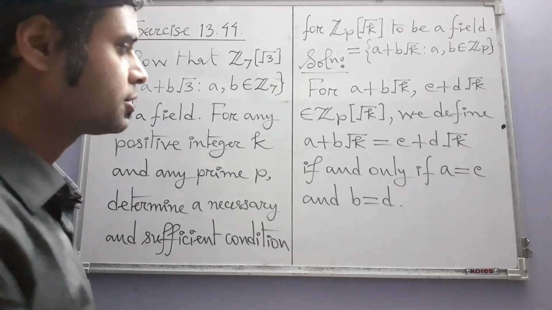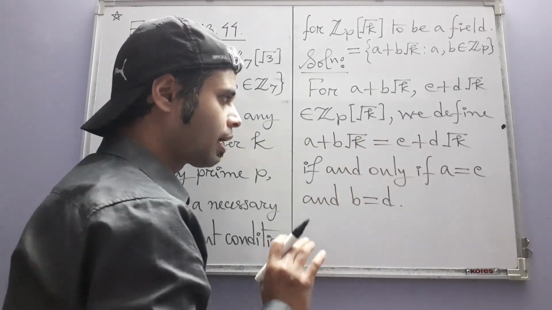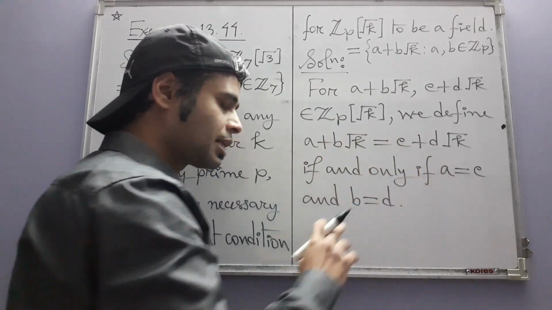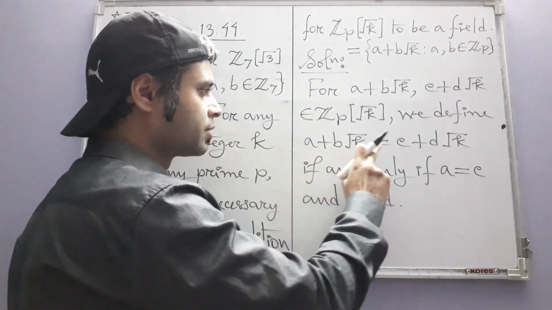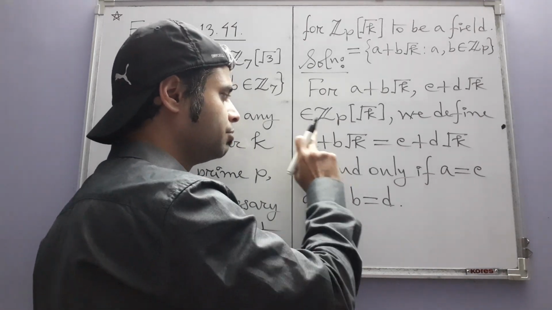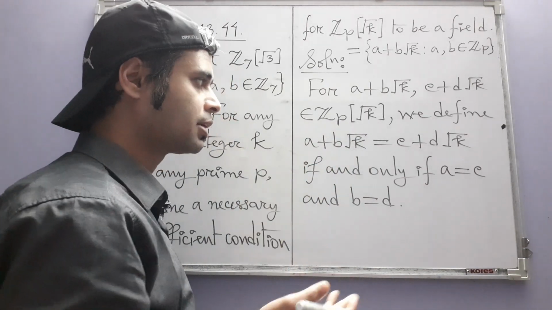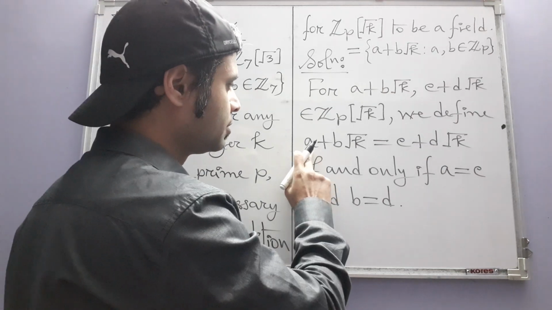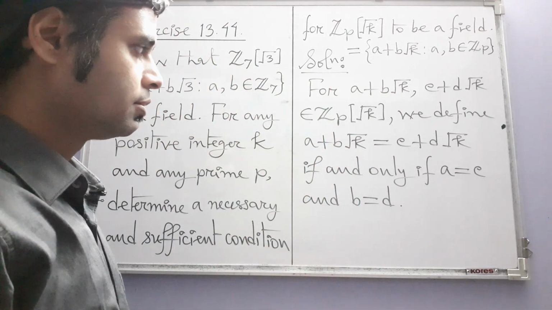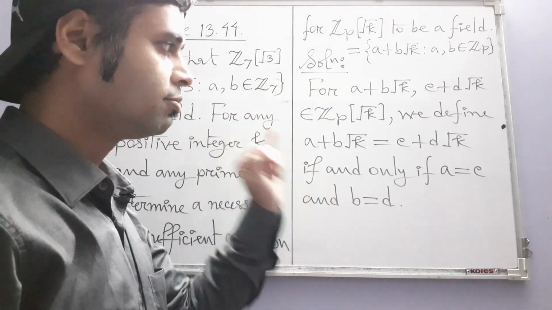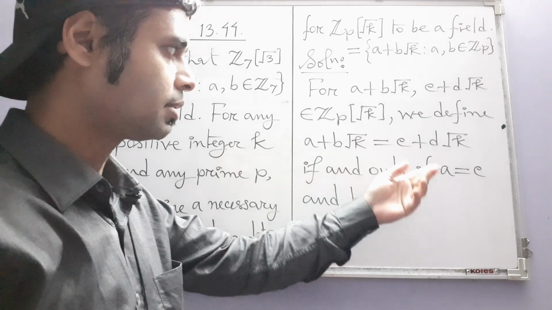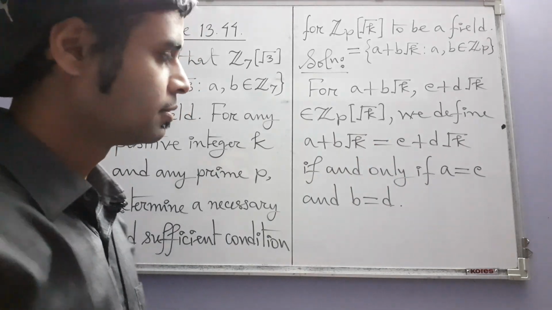Okay, so now we are going to say that two such symbols are equal if and only if the corresponding components are equal. By corresponding component I mean that, for example, the one which is not with root k is one component, you can call it the first component, and the one that is with root k is the second component. So two such symbols are defined to be equal if and only if their first components are the same and also the second components are the same. Okay.